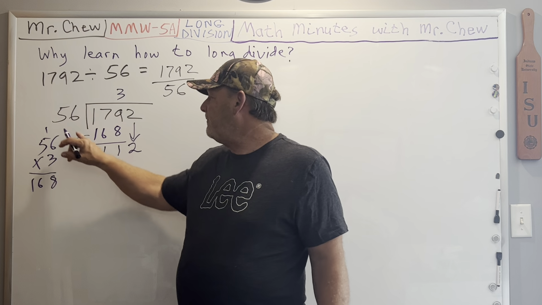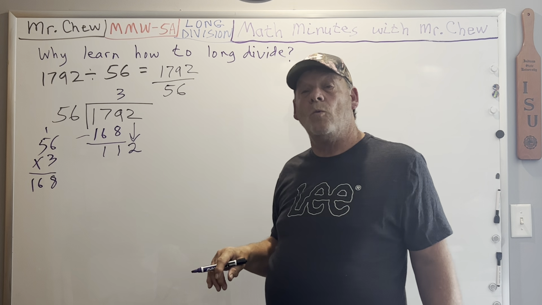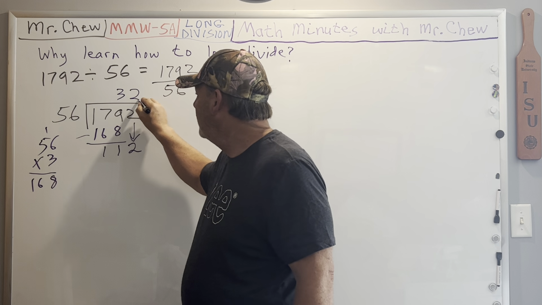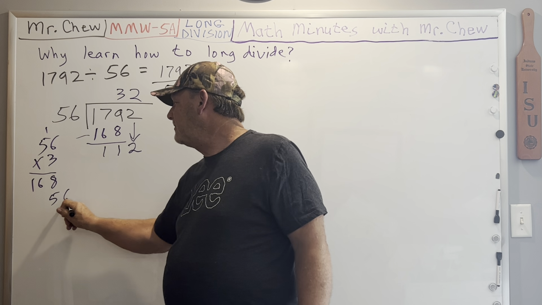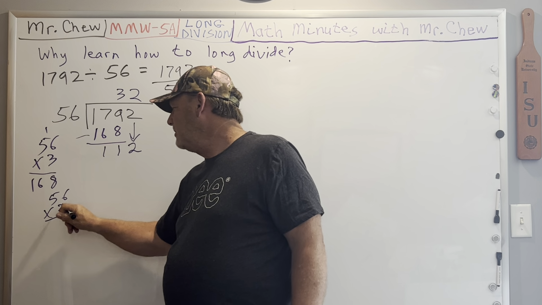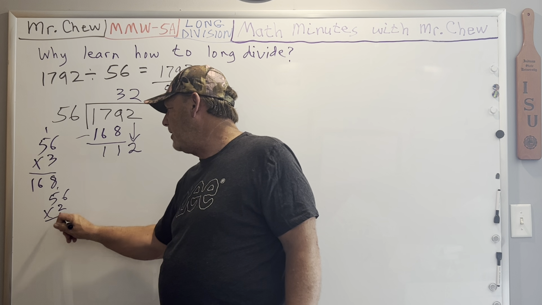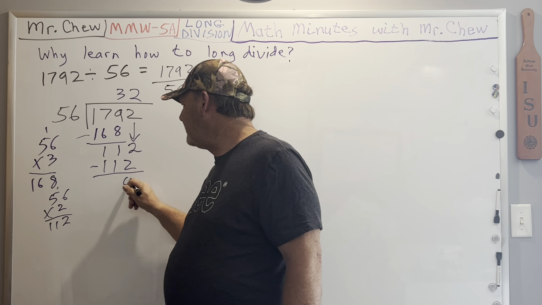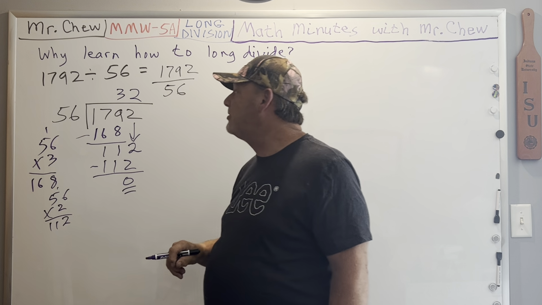Now how many times will 56 divide into 112? It happens to be twice. And then 56 times 2, 6 times 2 is 12, carry the 1, is 112. And when I subtract it and get a 0 here, that means it terminates.